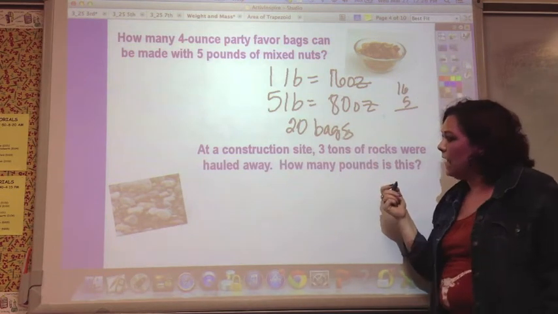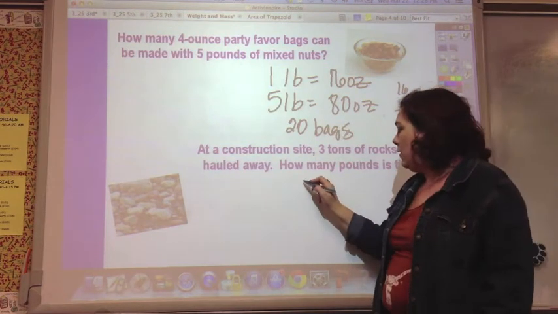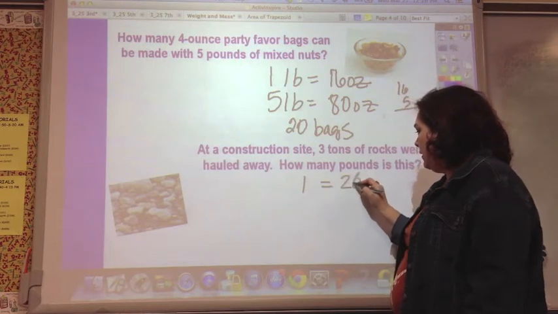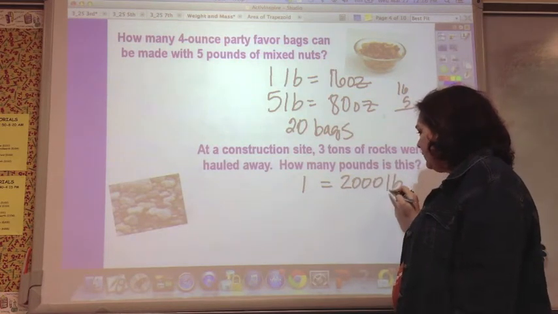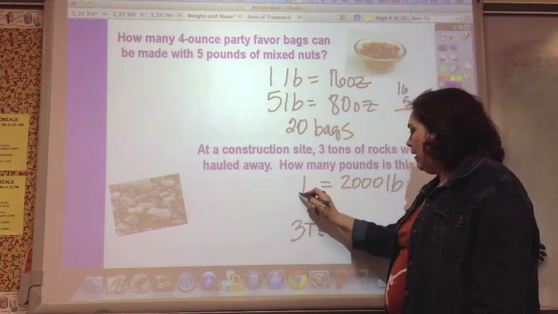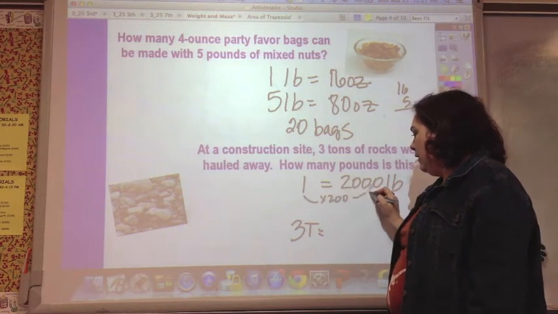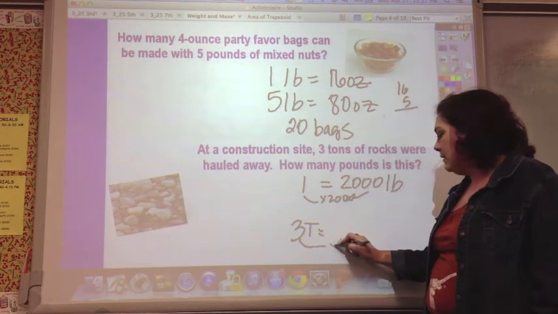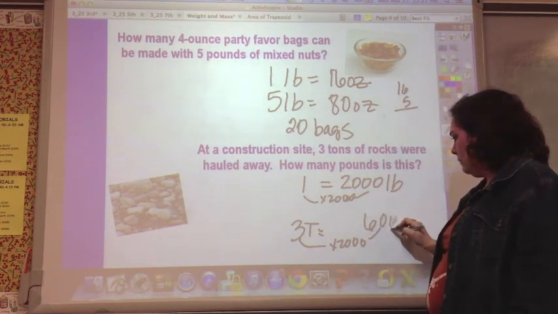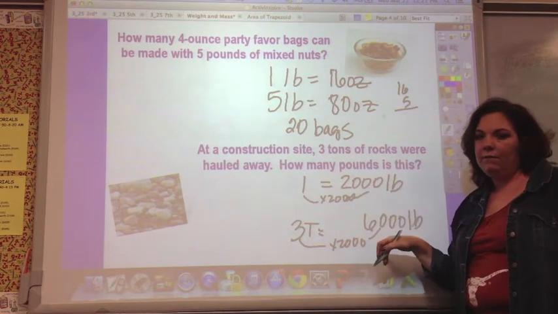This one says, at a construction site, 3 tons of rocks were hauled away. How many pounds is this? 1 ton equals 2,000 pounds, and I've got 3 tons. How do I get from 1 to 2,000? Times 2,000. 3 times 2,000 is 6,000. So I have 6,000 pounds to haul off.